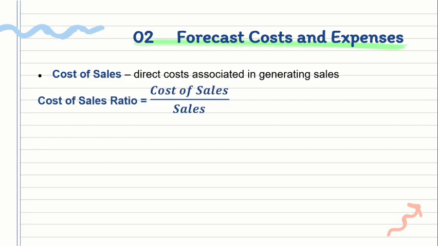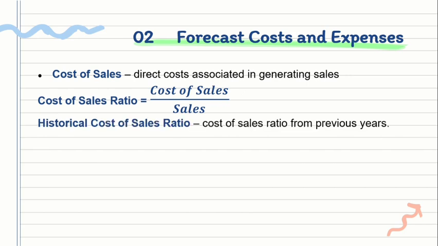So, to get the cost of sales ratio, important ni siya in projecting. So, ang formula is cost of sales divided by sales. So, opposite ni siya sa atong, if you could remember, sa atong gross profit ratio. Then, historical cost of sales ratio is just cost ratio from previous years. So, i-collate ang data from previous years. Then, kuha ra ang cost of sales ratio from previous years.